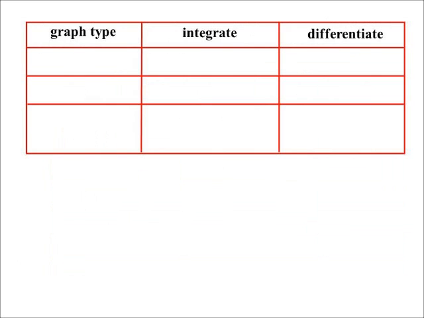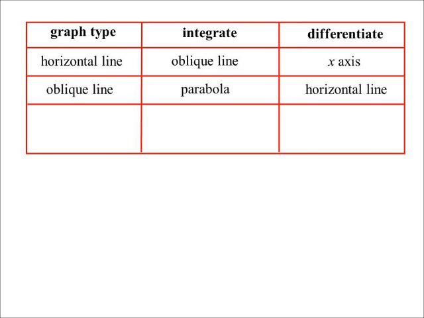So graph types then, if the original graph was a horizontal line, when I integrate a horizontal line, I'm expecting an oblique line, because a horizontal line would be y equals a constant. Integrate a constant, you get some multiple times x. So an oblique line. If I was to differentiate it, then it'd have to be the x-axis, because differentiate a constant, you get 0. If the original graph was an oblique line, then when I integrate it, I should get some sort of parabola. Might not be the whole parabola, it might just be a piece of it.